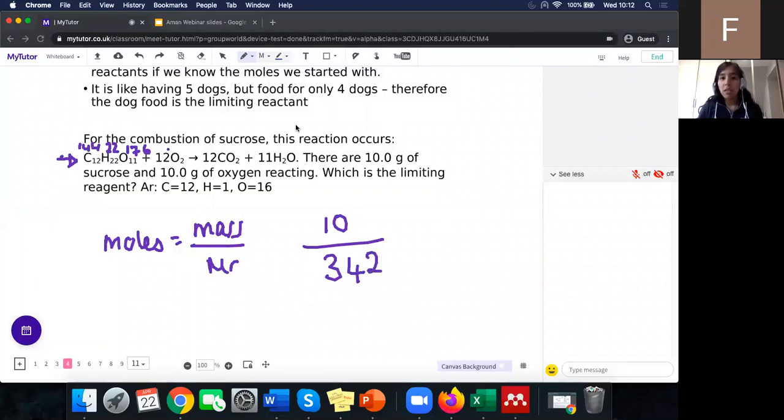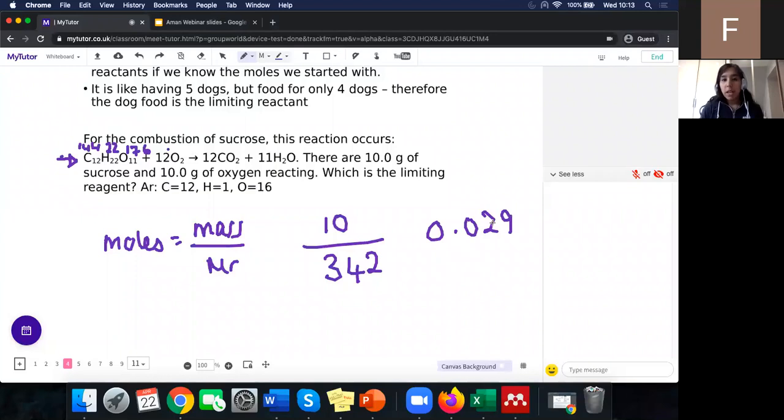So what's 10 divided by 342? That's the number of moles of sucrose. Excellent. So we've got 0.029. So try and keep it in its exact form on your calculator. You only ever need to reduce it down to 3 decimal places or 3 significant figures as your final answer. This is not our final answer yet, so we try and keep it as what it says on the calculator. So it's about 0.029.